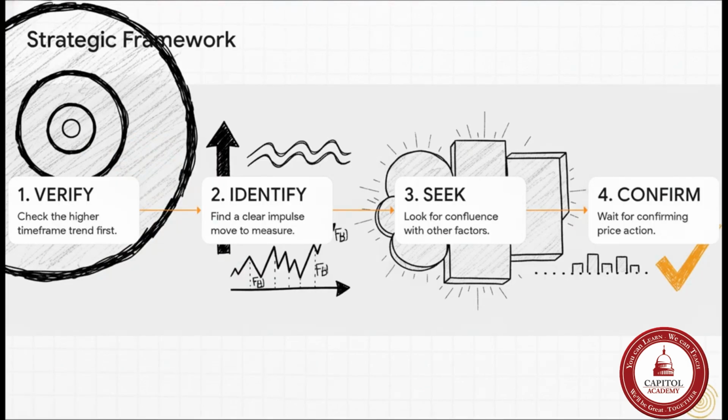So here's a professional framework for you. Step 1. Always check the bigger, higher time frame trend. Step 2. Find a clear, strong price move that's easy to measure. Step 3. Hunt for that all-important confluence. And finally, Step 4. Wait. Wait for the market to actually prove you right with confirming price action before you ever risk a single dollar.